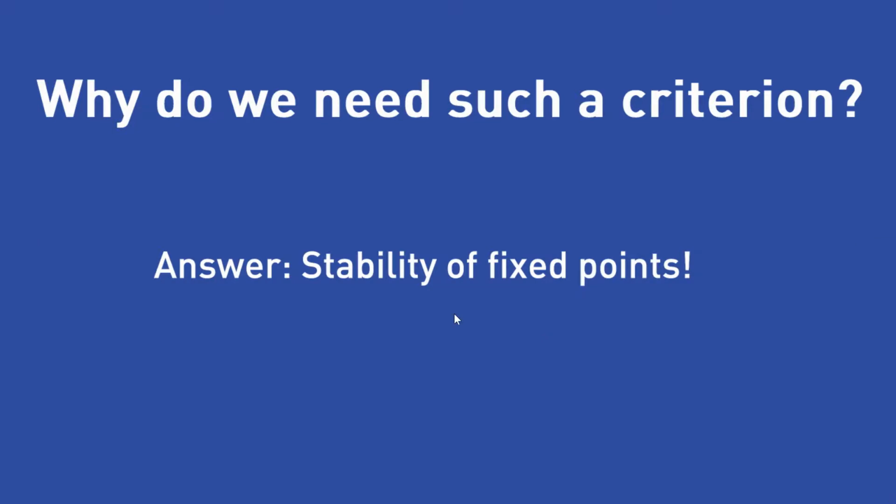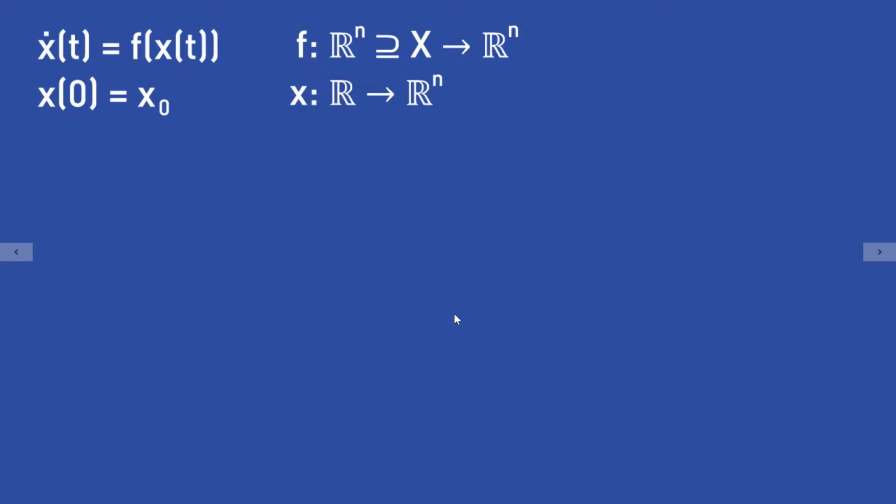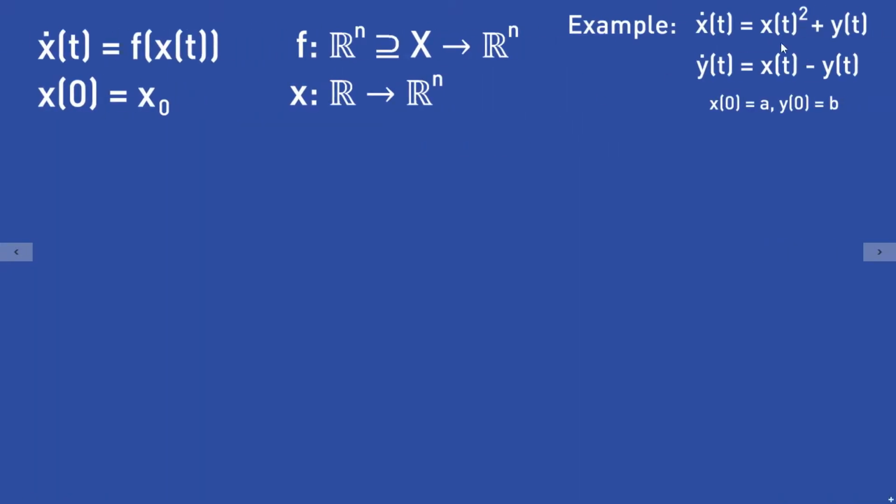So, let's assume you have a system of differential equations. So the derivative of x is f of x with starting condition x0. F is a function from X to R^n, where X is a subset of R^n. x is a function from R to R^n. For example, such a system could look like this here. So this is an example for a system of differential equations.